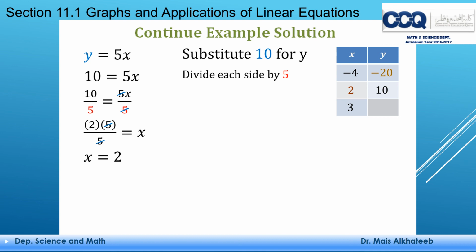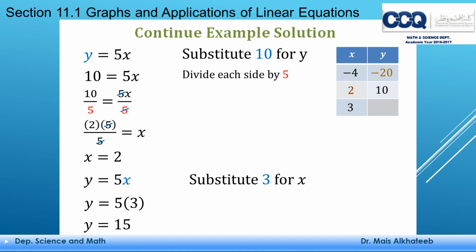The third point is x equal 3. So you substitute 3 for x. Instead of x, I will put 3. 5 times 3 now equals 15. So I complete the table now. I have 15.